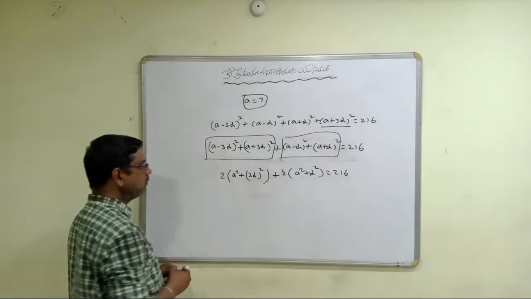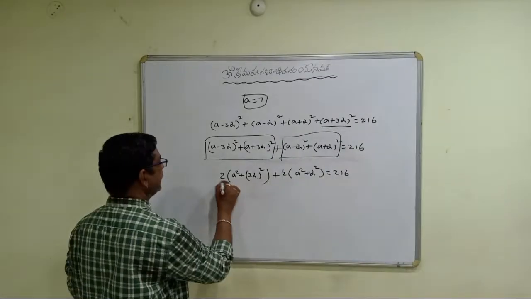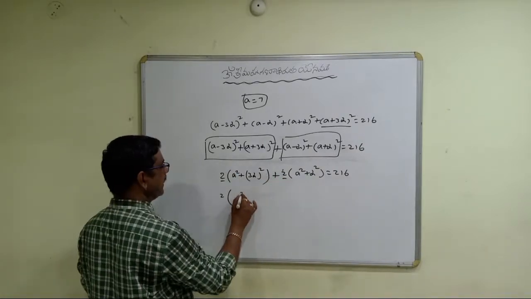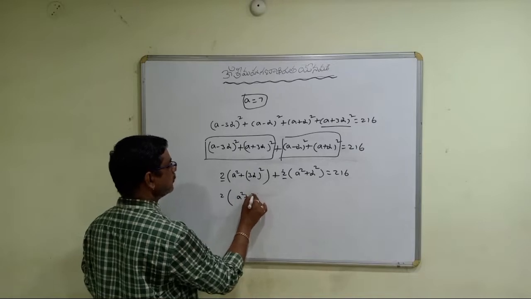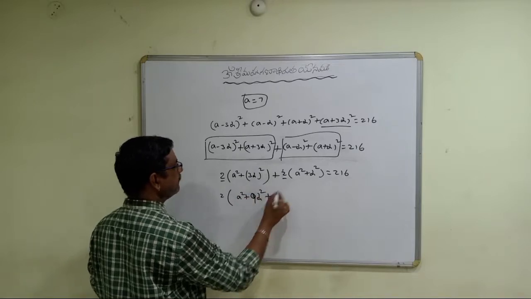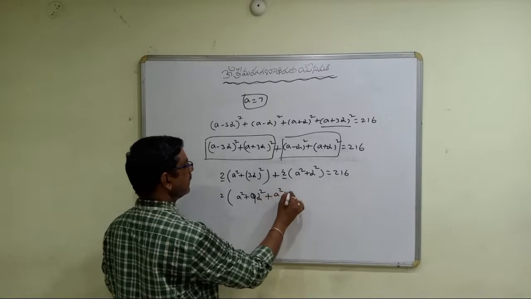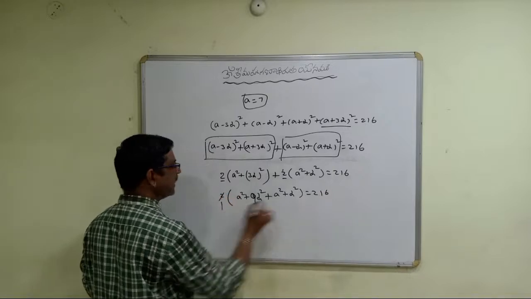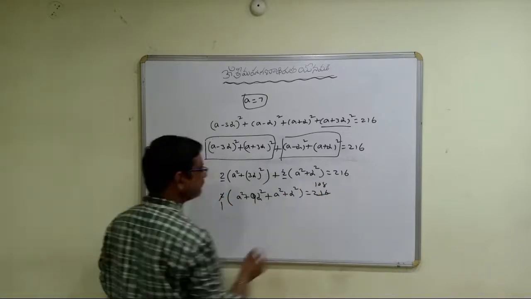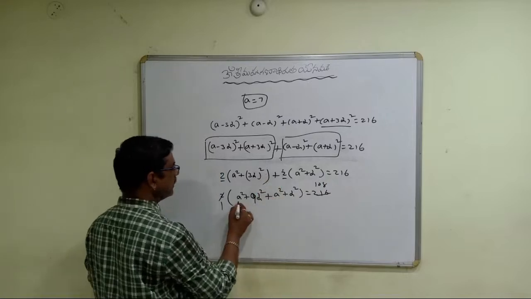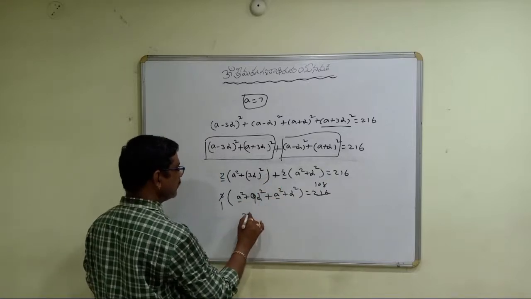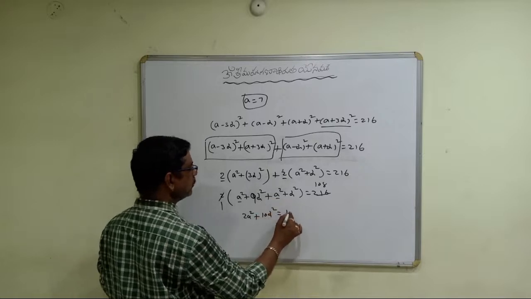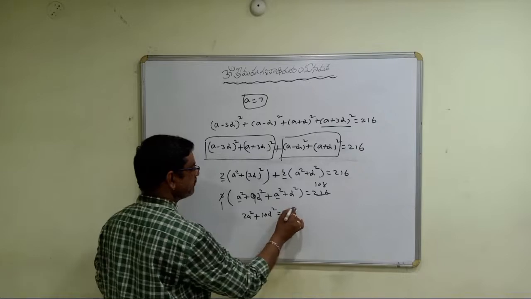Now, if we simplify, I can take 2 common over here: a square plus (3d) whole square, which is nothing but 9d square, and here a square plus d square is 216. Now 2 ones are 2, 108s are... it will cancel like that. Now a square plus a square, 2a square, and this one is 10d square, is equal to 108.